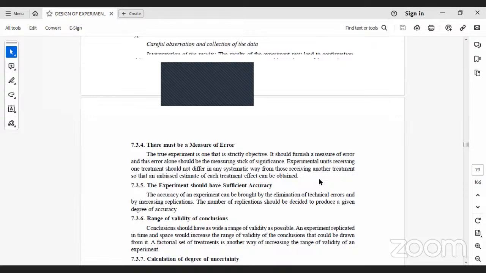Range of validity of conclusions. All this theory part you must write without any deviation.